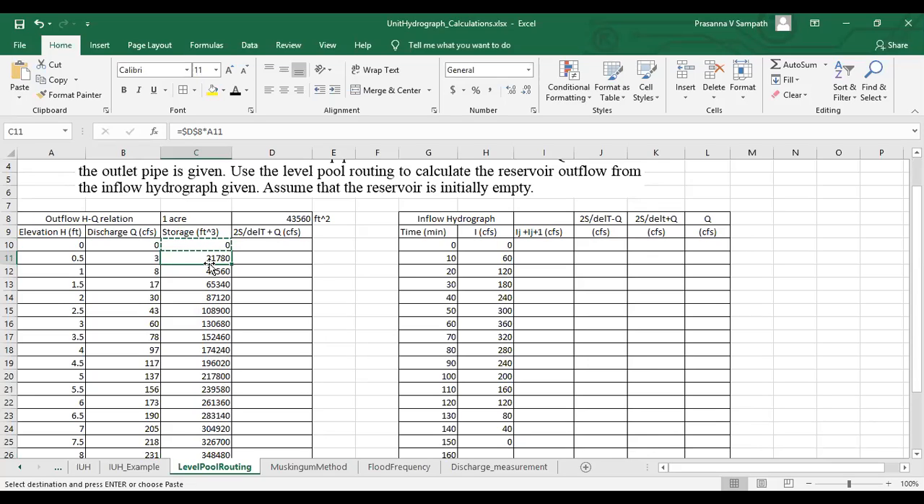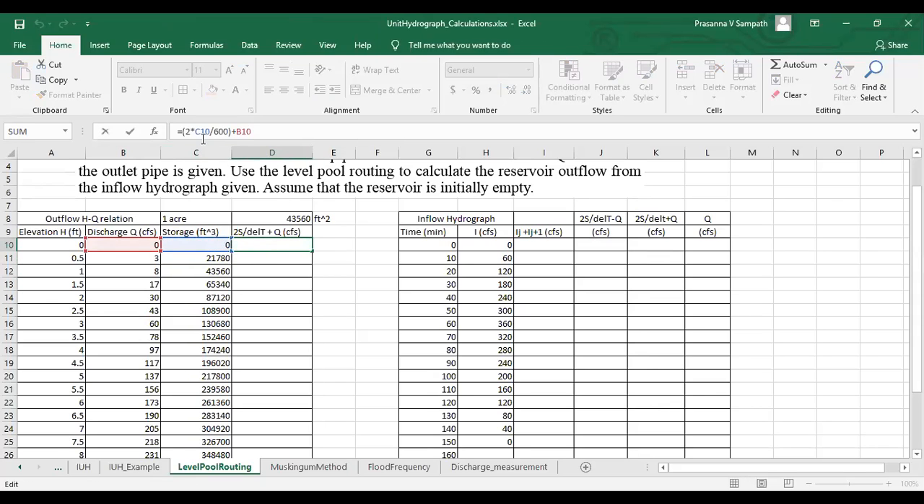Here I've computed storage as a function of h. Q as a function of h is already given to me. Then can I not compute 2S by delta t plus Q? This term, 2S by delta t plus Q, is very easy to compute, because I know S and I know Q, so I can simply compute this term. Let's see what I do over here.